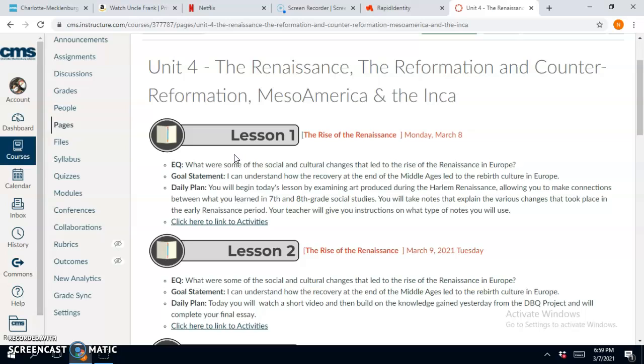to make connections to what you learned in 7th and 8th grade social studies, and then you'll take notes that explain the changes during the early Renaissance period, and then I will show you a link to the graphic organizer. So click here.